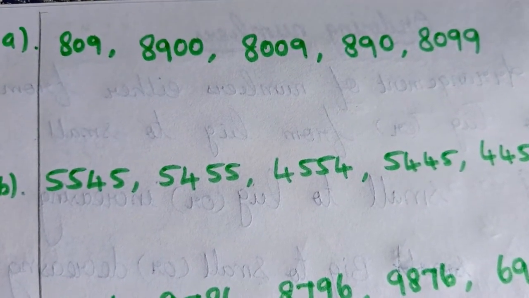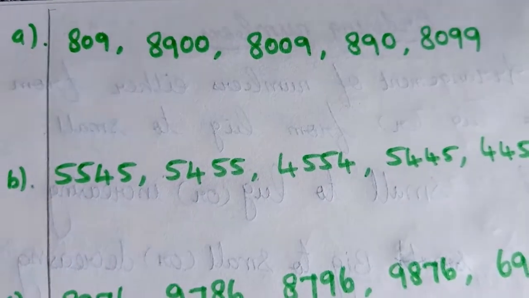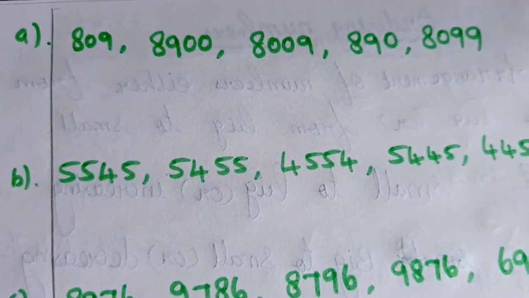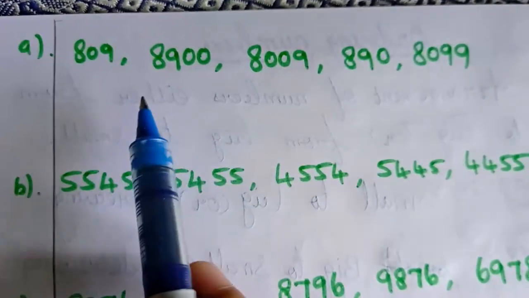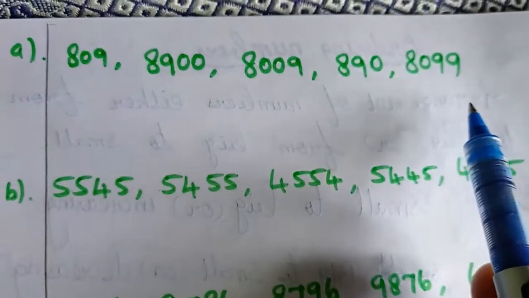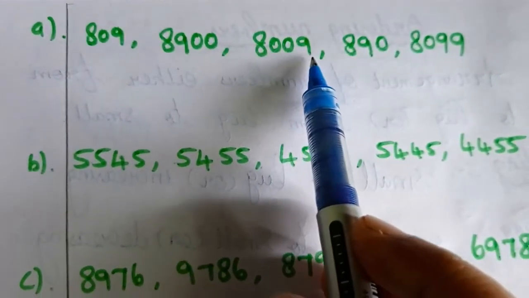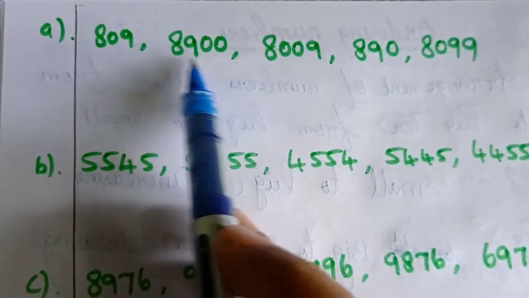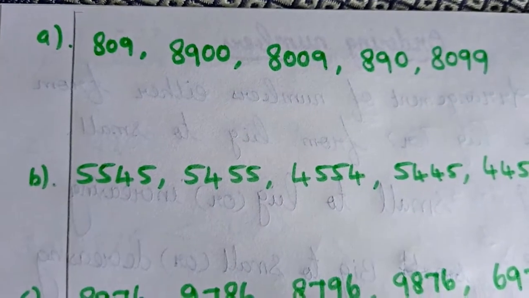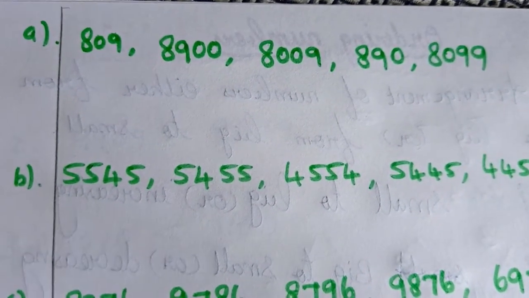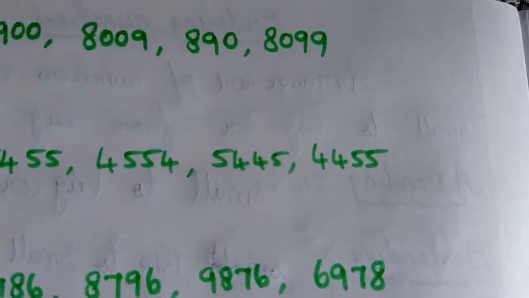Okay, so descending order means big number to small number. You have to arrange the numbers from big to small. Okay, so what is the first step? Check their digit values. Okay, so here this number is 4 digit, this number is 3 digit, this number is 4 digit, this number also 4 digit and this number is 3 digit. Which is the greater number, 3 digit or 4 digit? 4 digit is the greater number, isn't it children?